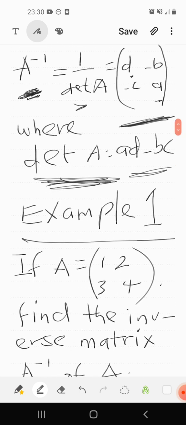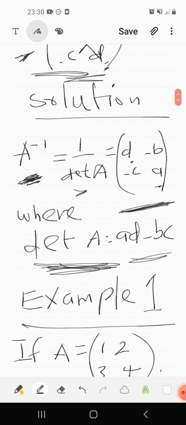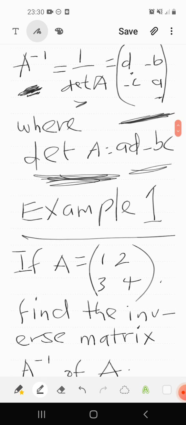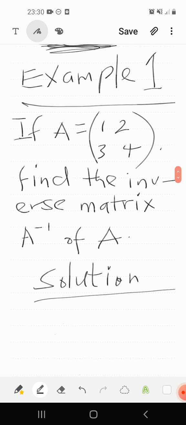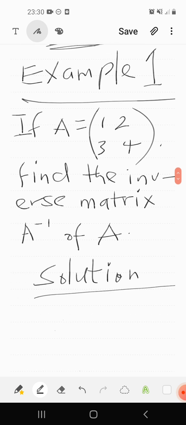So let's look at the first example. We are going to use this idea to do the example we have here. Example 1: if A is equal to [1, 2; 3, 4], find the inverse matrix, A inverse. We are asked to find the inverse of this matrix A, which is 1, 2, 3, 4.